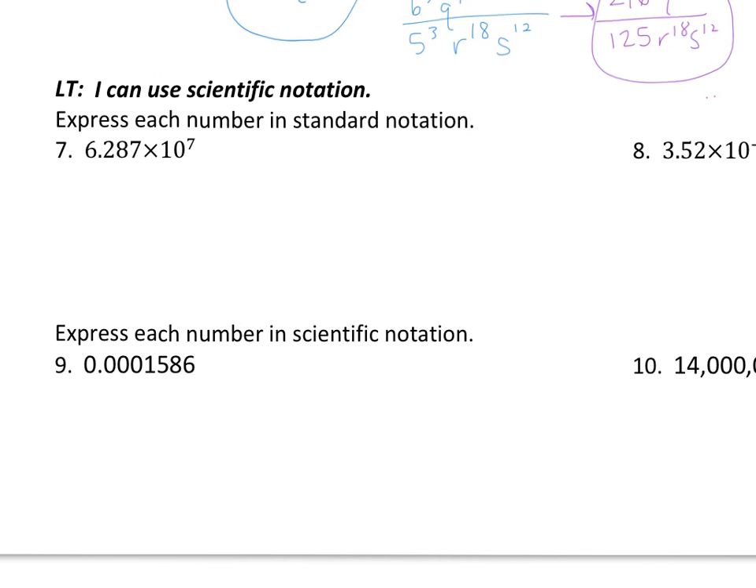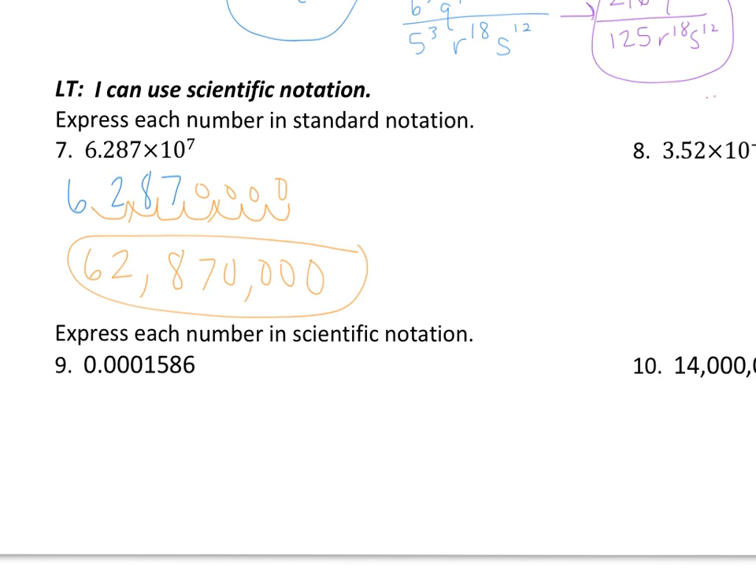Next learning target says I can use scientific notation. So for 7 and 8, we are going to express each number in standard notation, which means if I have my number written out here, 6.287 times 10 to the 7th, I'm going to move my decimal 7 places to the right. So 1, 2, 3, 4, 5, 6, 7. Fill in those spots as zeros. And then if I rewrite this answer, I get 62,870,000.